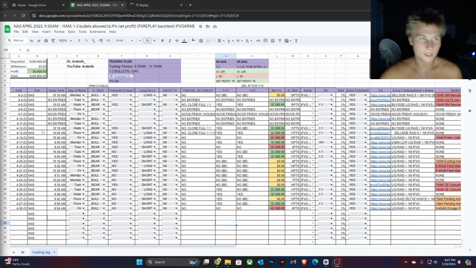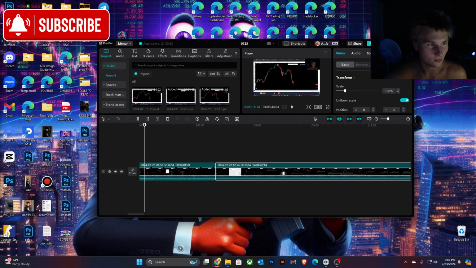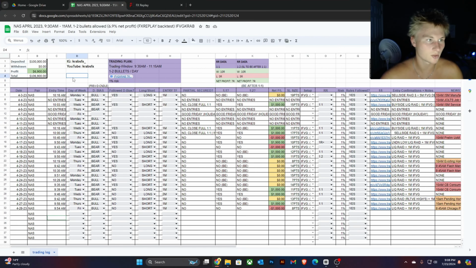Okay, so we have made it to the end of the backtesting session. If we look over here, it took about 4 hours to get through the whole month, which is actually a little bit faster than it has taken me in the past, which is good. I'm getting better at backtesting quicker. We just ground out that month, and here are the results.